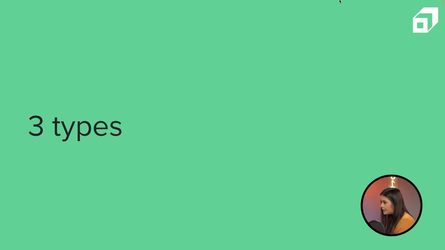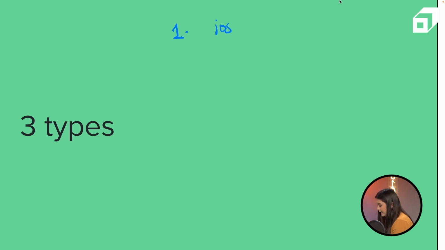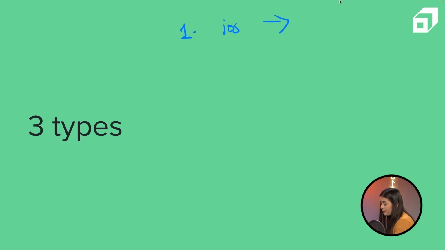So based on the operating system you use, let's say the number one is iOS, that is the operating system for the iPhones that we use, right? If you develop applications for iPhones, then you will be called an iOS developer, okay? And in this case, you have to heavily use languages like Swift or Objective-C.